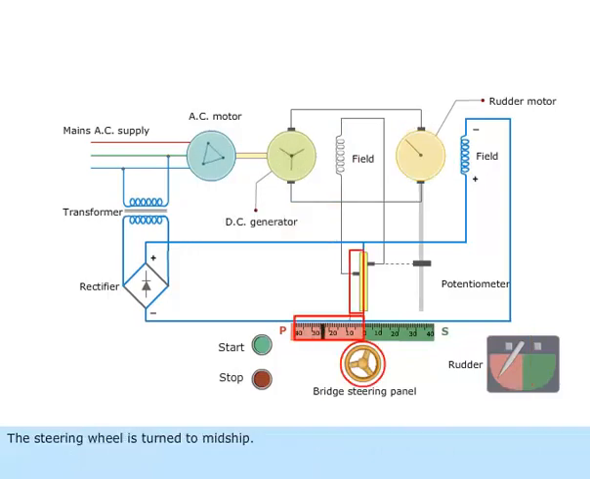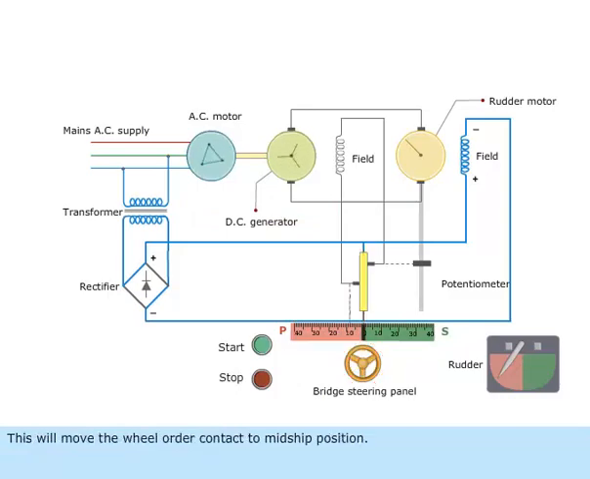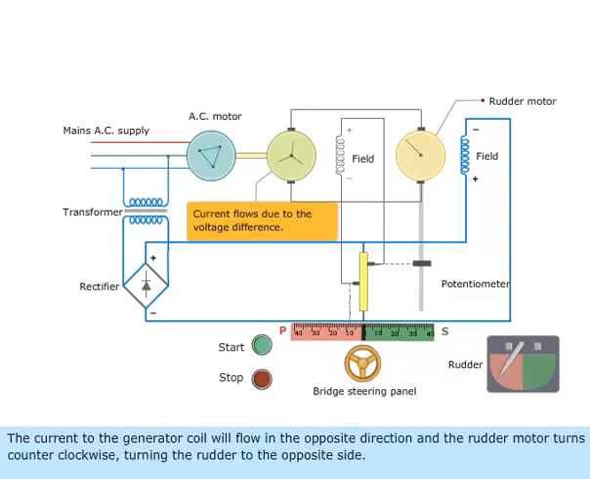The steering wheel is turned to midship. This will move the wheel order contact to midship position. The current to the generator coil will flow in the opposite direction, and the rudder motor turns counterclockwise, turning the rudder to the opposite side.